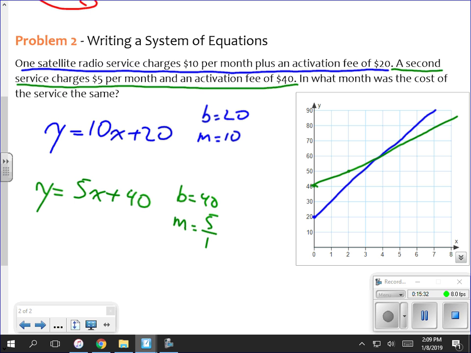And where do they cross each other? Right there, at the point (4, 60). So at 4 months, you're going to have paid $60. The nice thing is, how long do I want to have this for? Which one's the better deal? Well, I'm going to pay more for the first 4 months with the second plan, but after 4 months, I'm going to be paying less. So if I'm going to have it for more than 4 months, I'm getting the second plan.